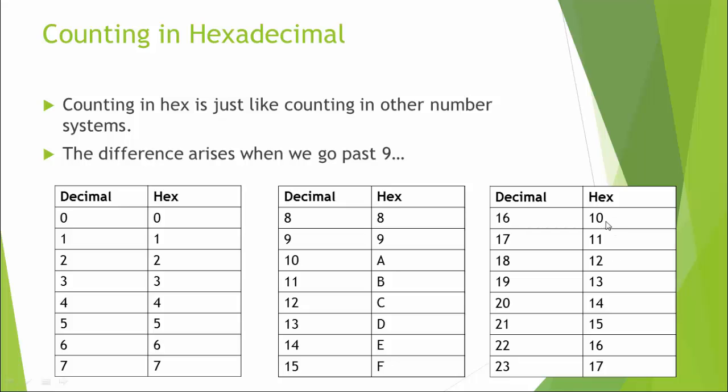And what does this mean? It means 1 16 plus 0 ones. And then we can continue counting from there, and the numbers look just like decimal numbers. And we continue along there until we diverge again when we get past the number 9 and get to A.